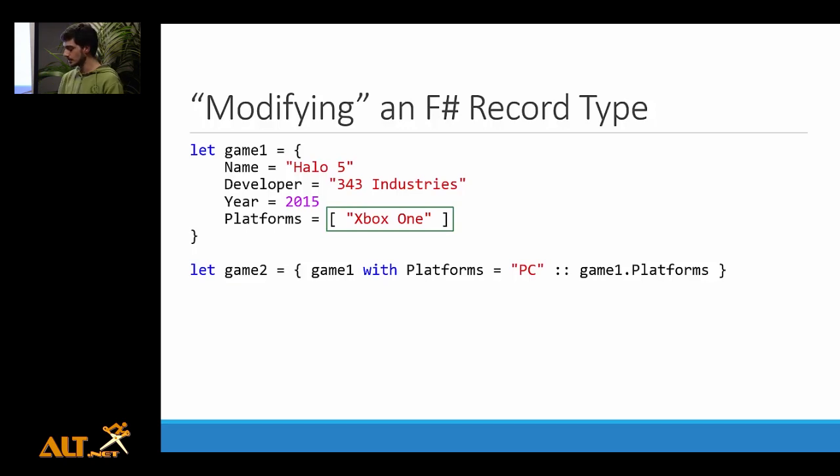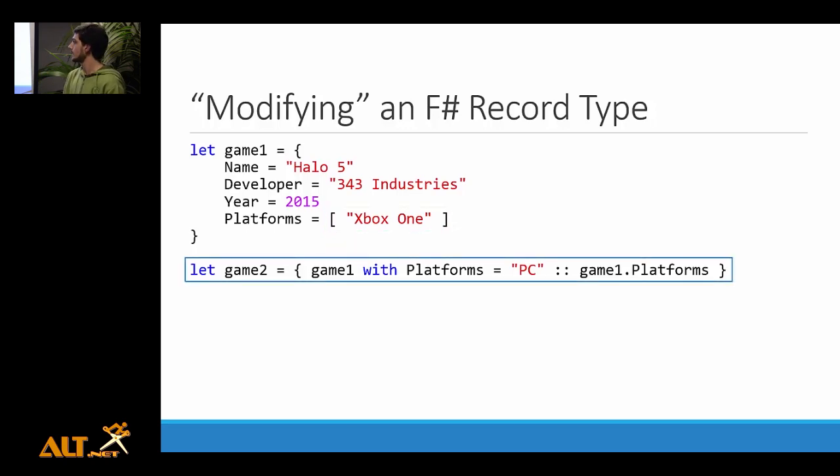Now, to actually do the copy and the change, we start with a baseline. So we've got game1, that's our baseline, and we say with, and then we list the properties we want to change. So in this case, we're changing platforms, and we're adding PC to the existing list of platforms. We didn't have to list any of the other properties that were getting copied. The compiler takes care of that for us.